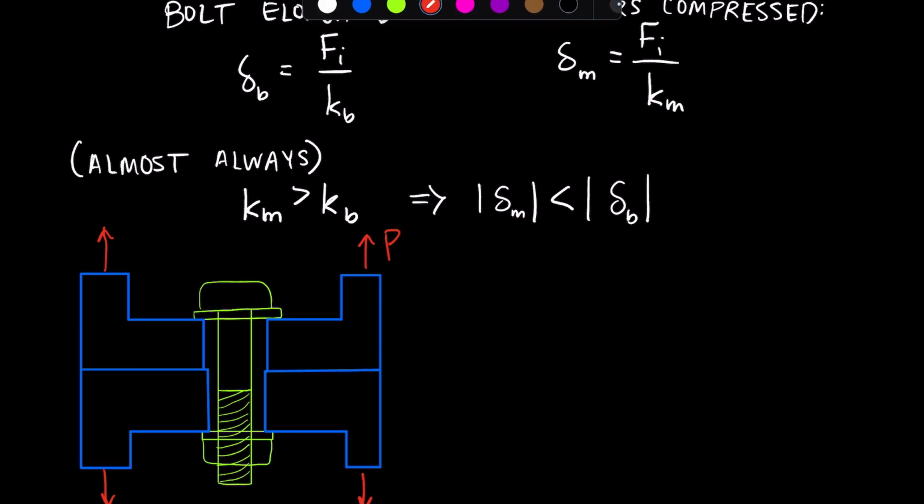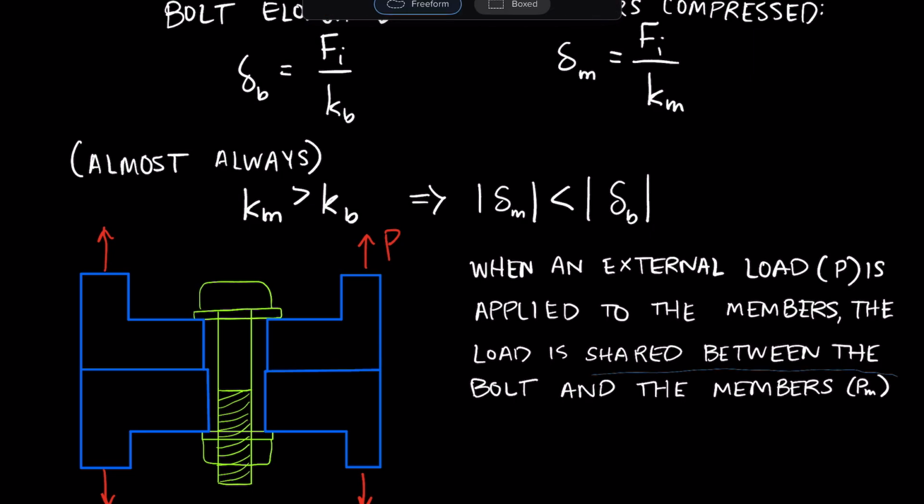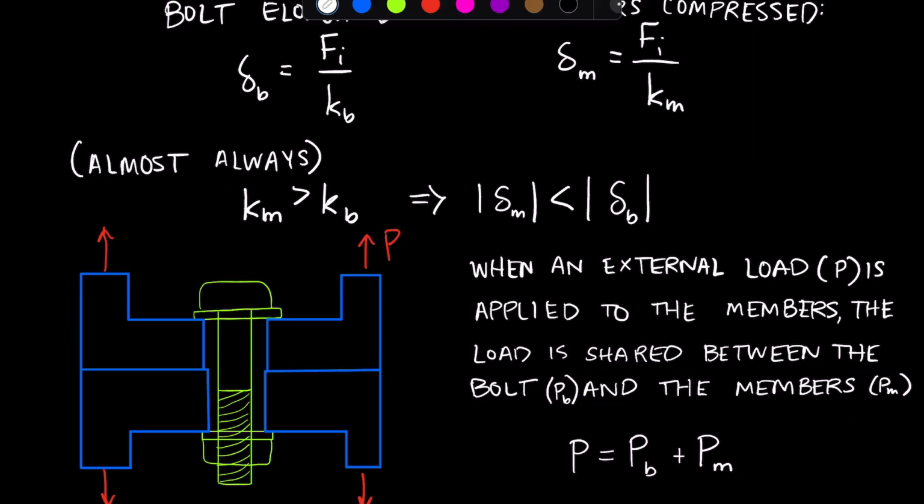Now, when this external load is applied, some portion of it goes to the members and some portion goes to the bolt. So it gets shared between the two components. So our total load P gets split between PB and PM, the portion that goes to the bolt and the portion that goes to the members. Now, when we apply this external load, we're also elongating the bolt and the members. And when we're doing that with the external load, we are going to elongate them by the same amount.